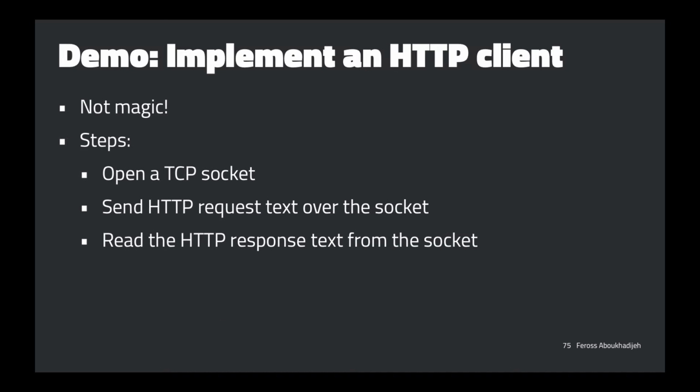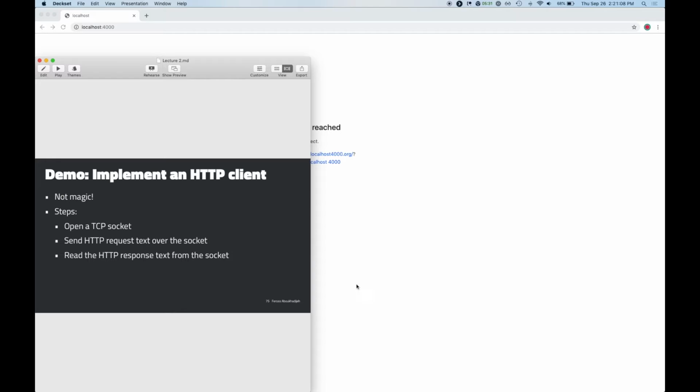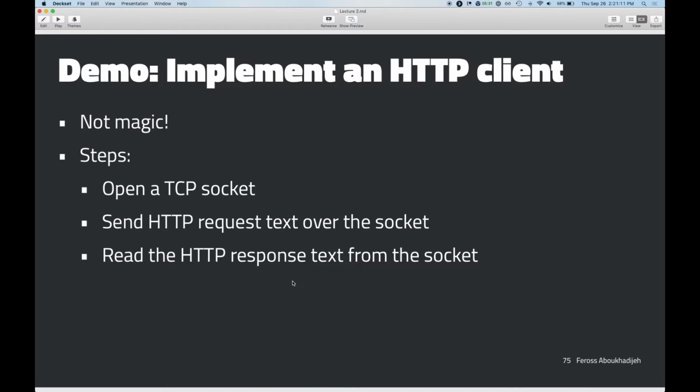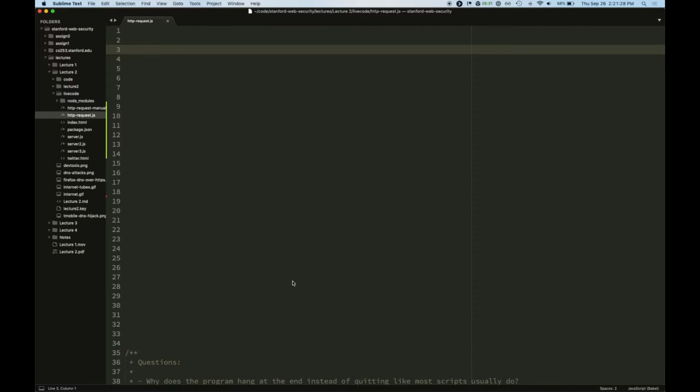Cool. So what I want to show you now is just a really fun demo. Basically, we're just going to make an HTTP client from scratch. So it's not magic. It's really not that crazy of a thing to do. You just make a socket to a server. You know the server's IP address, right? You connect to it, and then you just send this text over it, and then you get back this response. And it's not magic. So it's kind of cool. So this is what we're going to do.